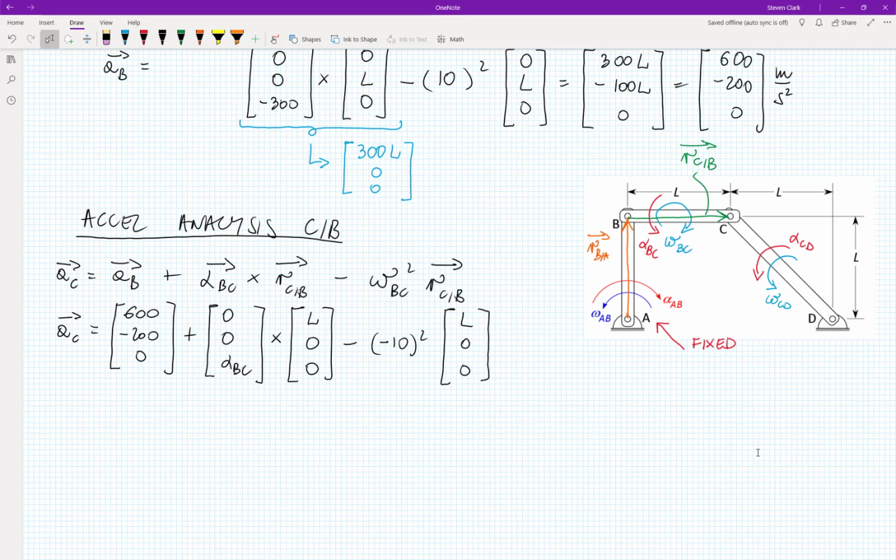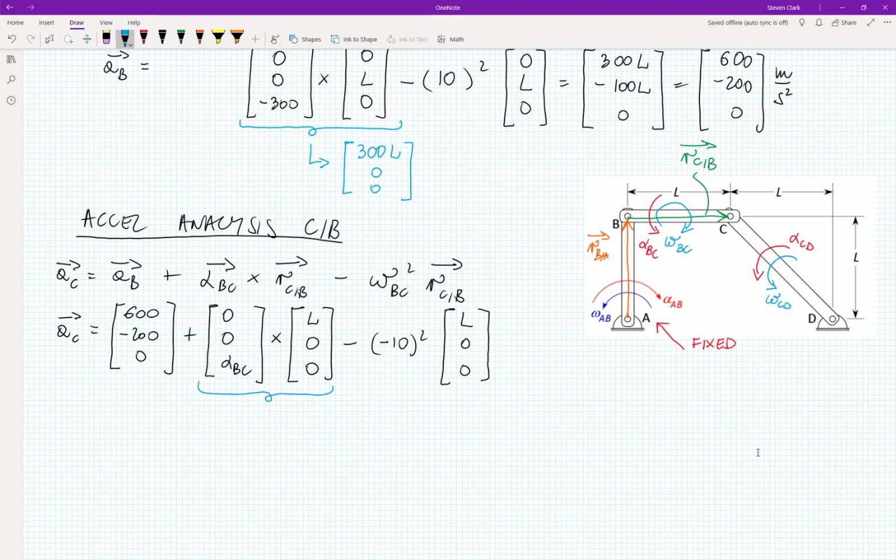And now you can see why velocity analysis is important, yes? Because without running velocity analysis, we would not know this parameter. Do you see that? Yeah? That's why, unfortunately, before running acceleration analysis, we must run velocity analysis because we do not know omega BC. Cool. Okay. So let's continue with our solution.